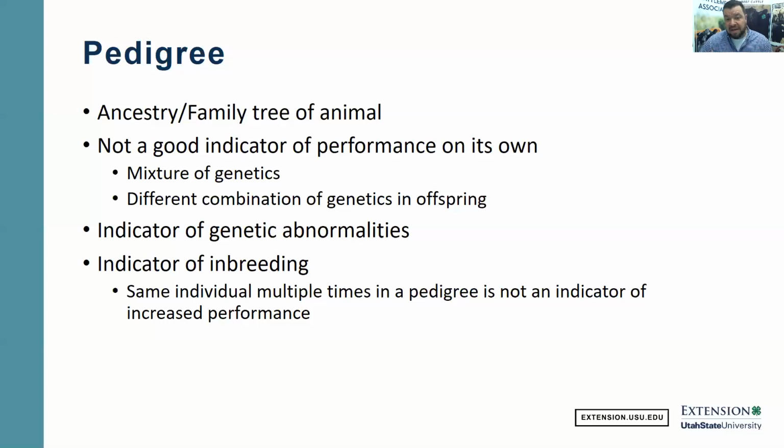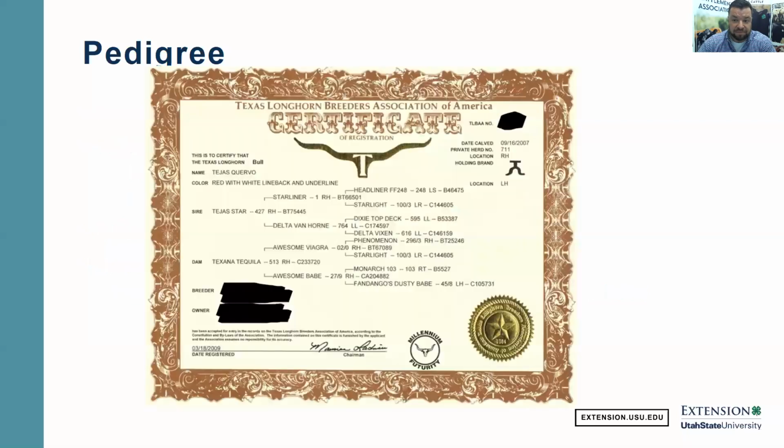Now, seeing the same individual multiple times in that pedigree is not an indicator of increased performance. And if we see this very heavily in that family line over and over again, that's actually an indicator of inbreeding depression. We can actually see performance go down in those individuals for things like fertility and survivability, two very, very important traits in the beef production system.